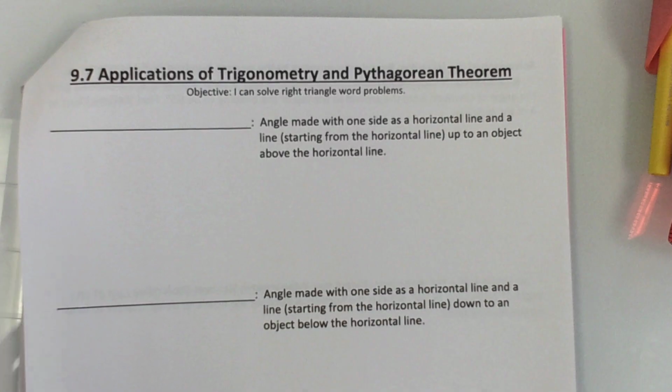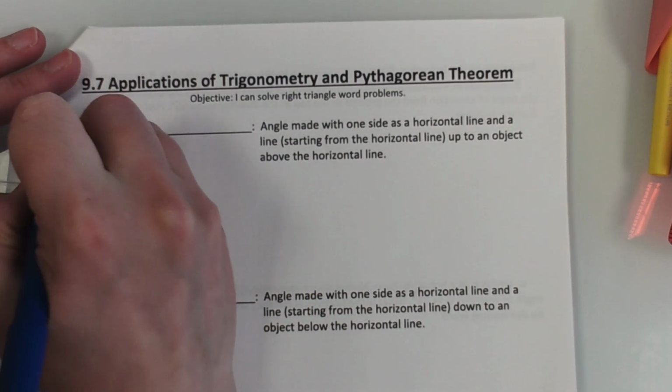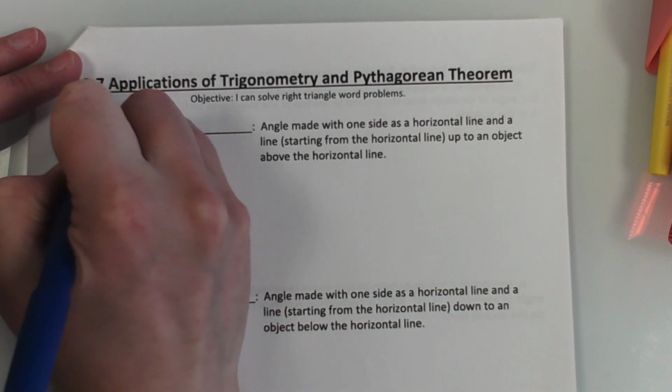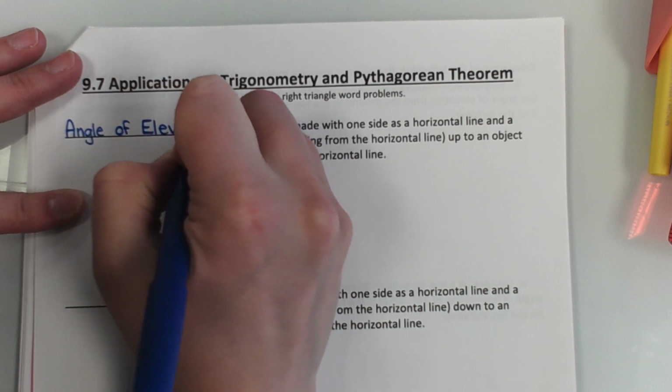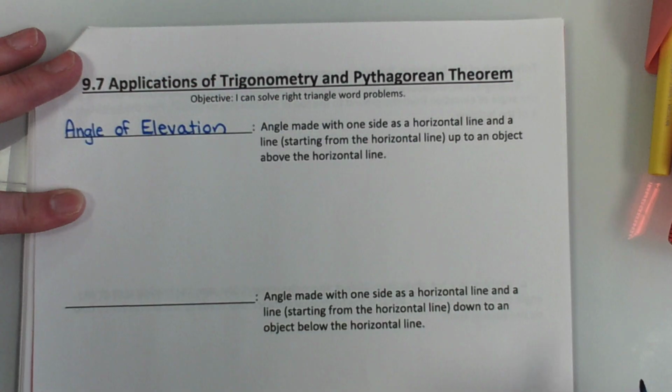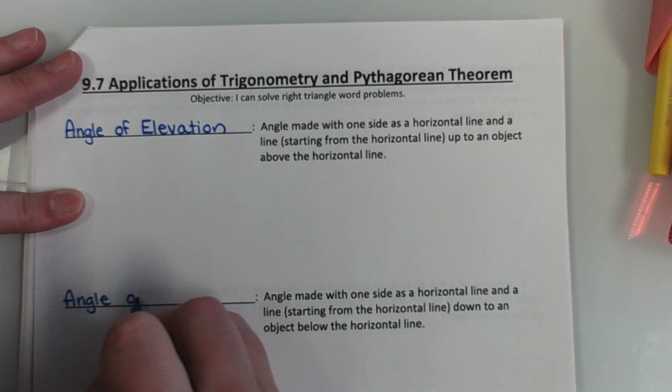Now, in order to set up our word problems appropriately, there is some vocabulary that goes with it to kind of tell us a little hint on how to draw the triangles when it's not an obvious picture. Those two vocabulary terms are known as an angle of elevation and an angle of depression.